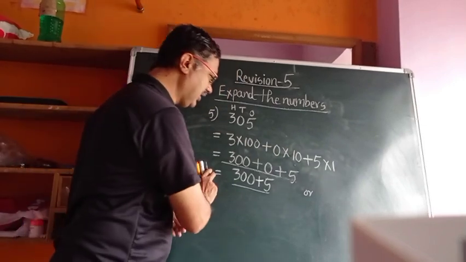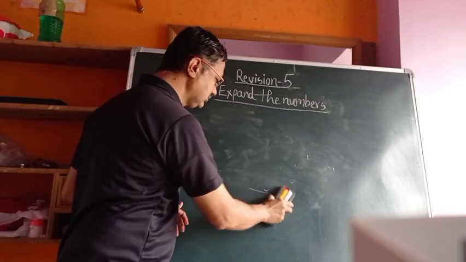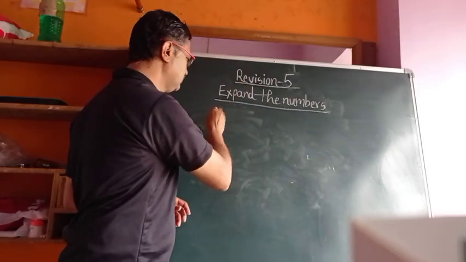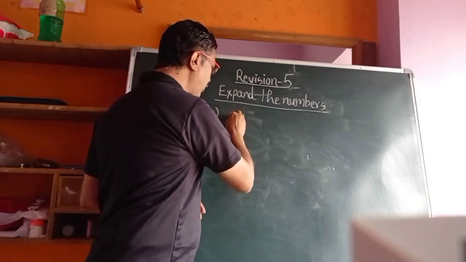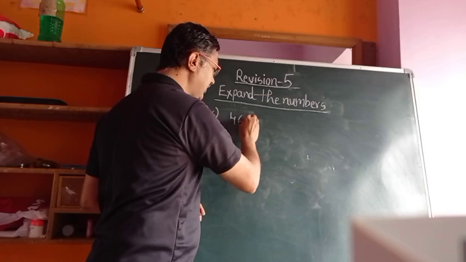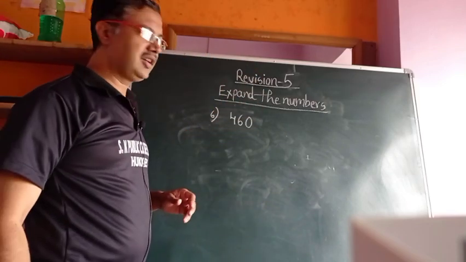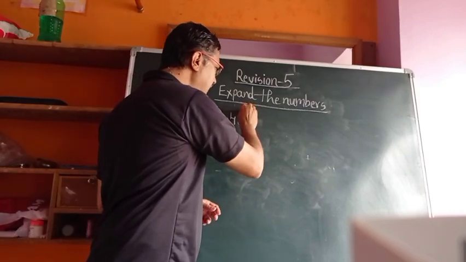Now sixth one. Now 460, I will take 460. If 0 will come in the last place, that is in ones place, that time how to write this?